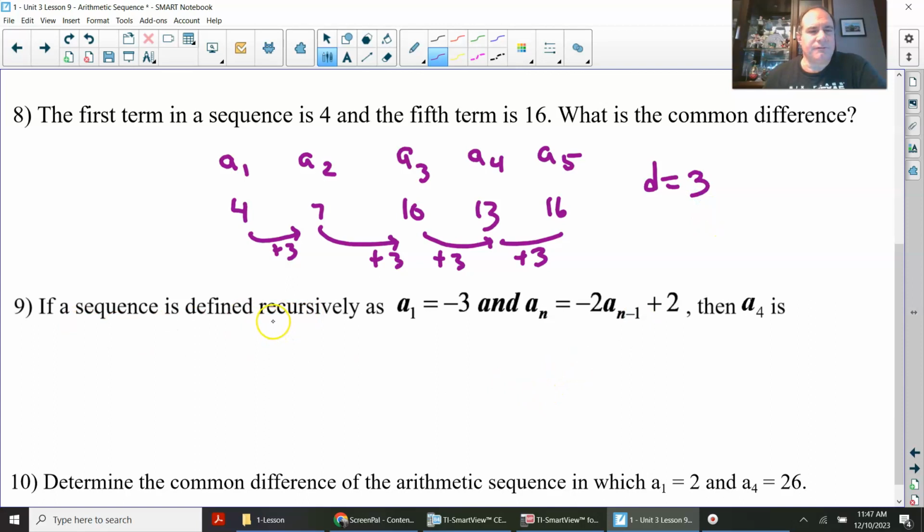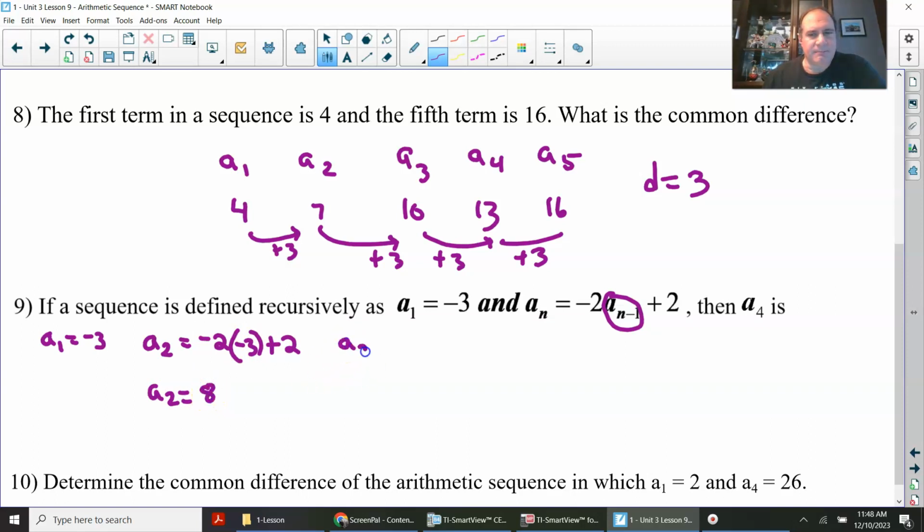All right, the sequence is defined recursively as a sub 1 is negative 3, and a sub n equals negative 2 times a sub n minus 1, plus 2. So then a sub 4. We're just basically going to put down a sub 1 equals negative 3. And we need that prior term to get to the other terms. So we're going to start out with a sub 2 equals, and looking at the formula, it's negative 2 times the prior term right here. So n minus 1, which is 2 minus 1, is 1. So I'm just going to put negative 3 in for that, plus 2. So a sub 2 equals 6 plus 2, which is 8.